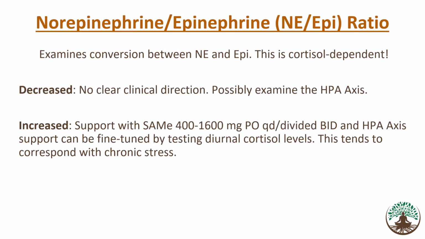The norepinephrine to epinephrine ratio examines the conversion between norepinephrine and epinephrine. Note that this process is cortisol dependent. A decreased ratio provides no clear clinical direction except possibly examine the HPA axis looking for impaired activity. A high ratio, on the other hand, can be supported with SAMe and HPA axis support, which can be fine-tuned by testing a cortisol curve, which, as we discussed before, is incorporated in the neuroadrenal profile. This finding tends to correspond with chronic stress.